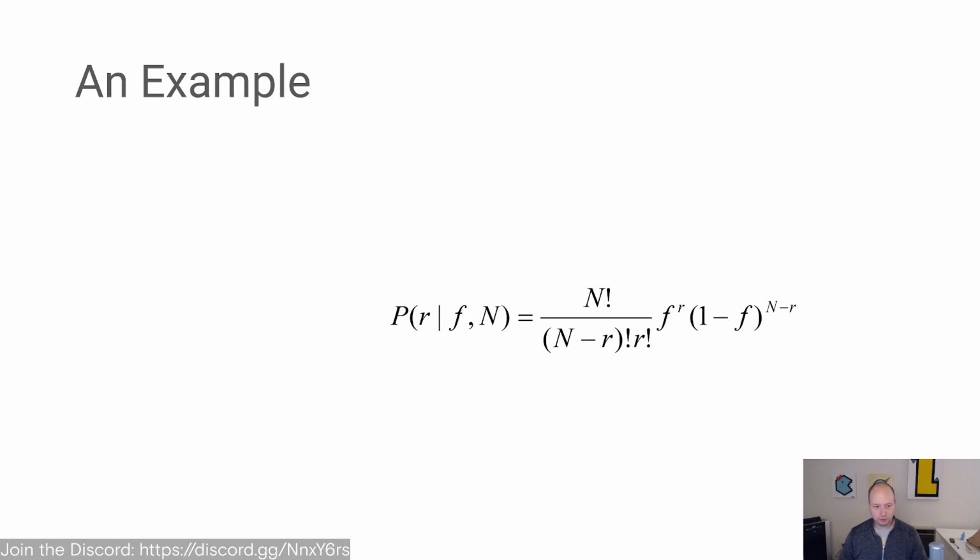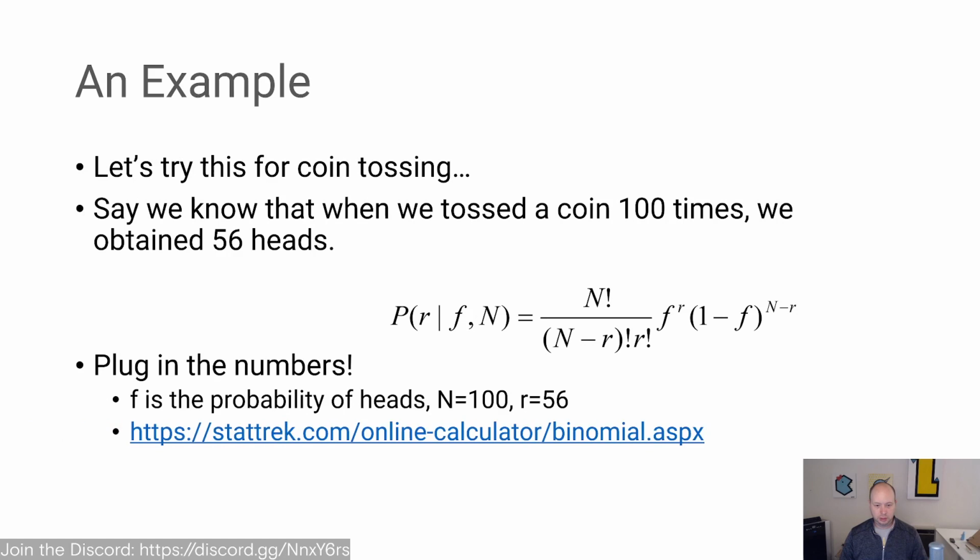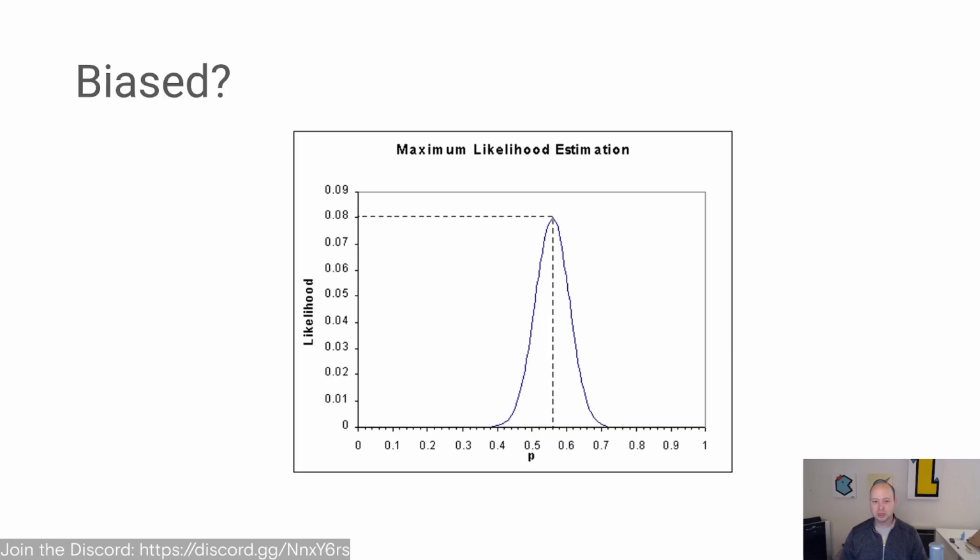So for example, let me just get these in there. Cool. For a coin toss, say we know that a coin is tossed 100 times and we've obtained 56 heads. So we plug in the numbers and we see that this is the maximum likelihood estimation of that, and we can see that the probability that best describes this particular data suggests an expected value of somewhere between 0.5 and 0.6.